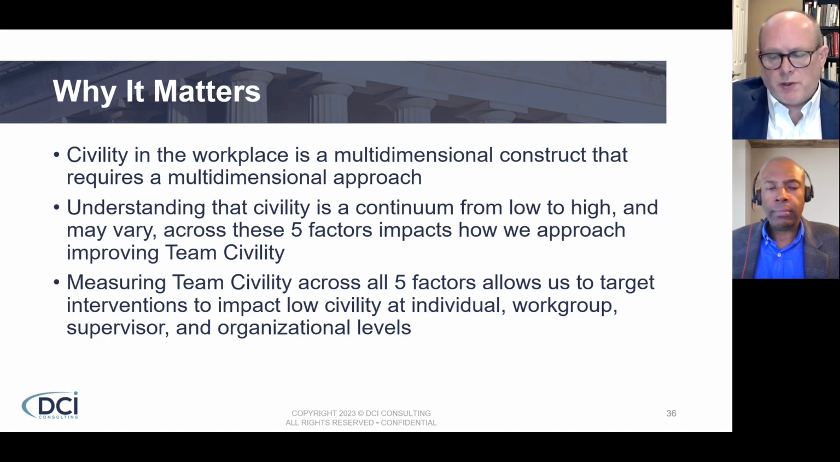What do we do? Do we do individual coaching? Do we do a team building exercise? We may need to do an organization-wide intervention if across the board there's a feeling that this organization does not value civility. Measuring team civility across all 5 factors allows us to target our interventions at those different organizational levels: at the individual level, at the work group level, at the supervisor level, and at the organizational level. So with that, I'll turn it back over to Chad, who will take us home on this webinar.